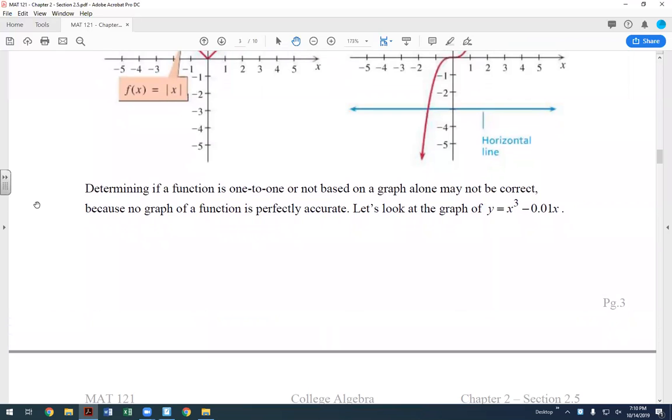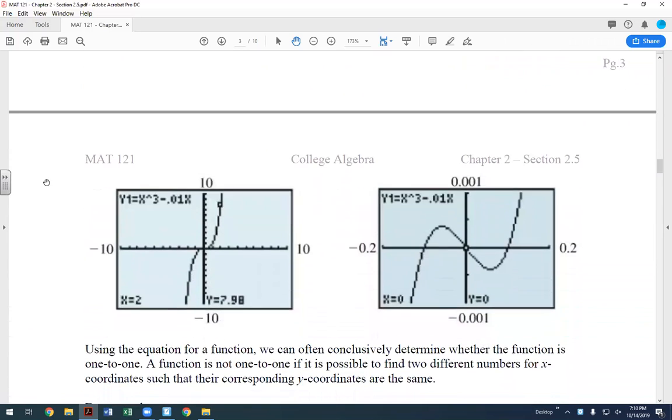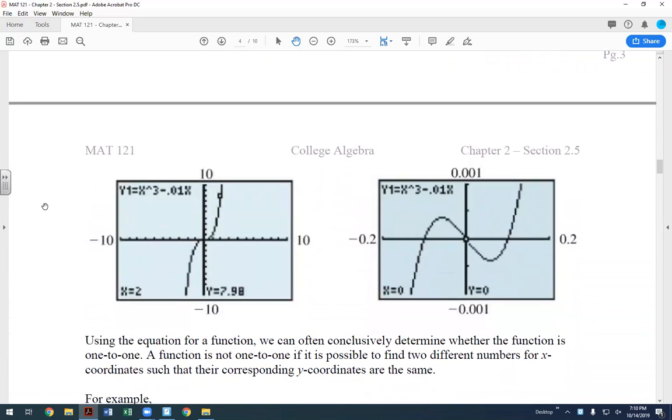Again, remember in algebra, or mostly in any kind of math, we don't solely depend on just looking at the graph and making our decision. And just to show you why graphs themselves are not going to be good enough, let's look at the graph of this function x cubed minus 0.01x. If you leave your screen on, let's say we're just using a graphing calculator here, doesn't it look like a cube root function, which means it should pass the horizontal line test? But look at this screen here. This is from a 10 by 10 screen.